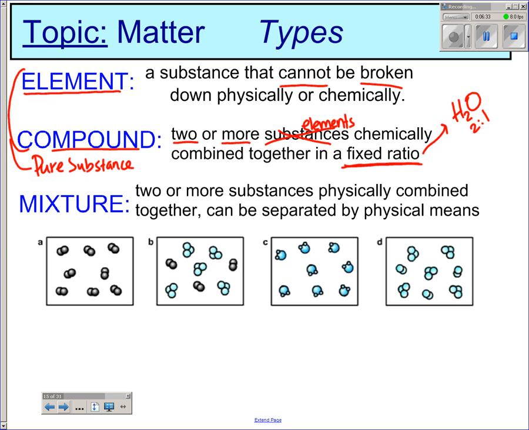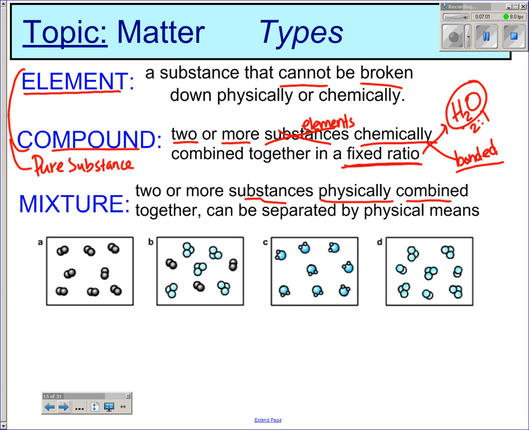That is the only formula that can exist for water, because if we change the ratio of hydrogen to oxygen, then it wouldn't be water anymore. So every compound is defined by the ratio at which the elements are bonded together. So a mixture we just defined, we said there are two or more substances that are physically combined. So compounds are bonded. Chemically combined means bonded together.